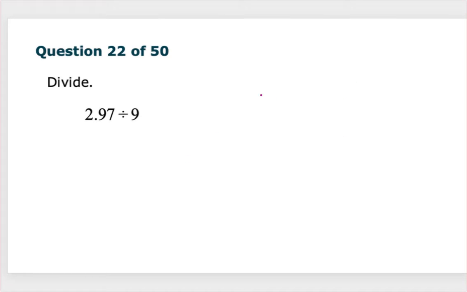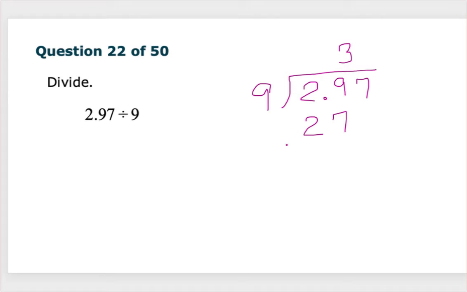22. Divide 2.97 by 9. 9 goes into 29 3 times. 3 times 9 is 27. Bring down the 2 and the 7. 9 into 27 is 3. And we just put the decimal point right above it. So 0.33 is the answer.